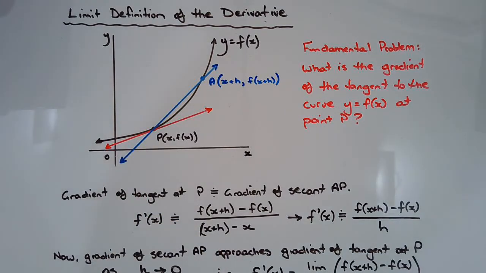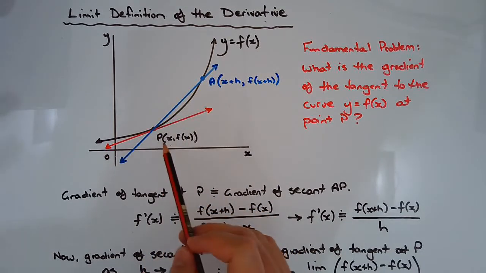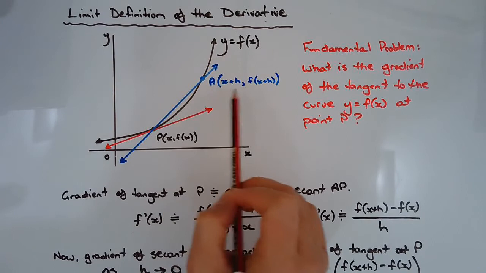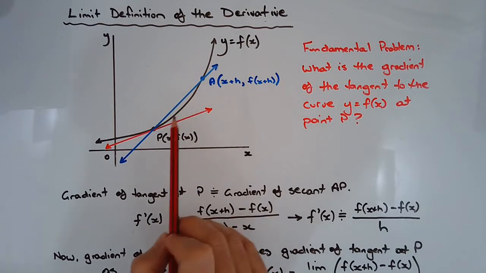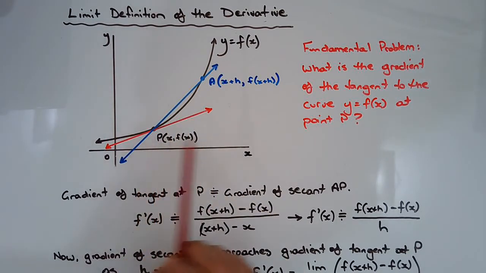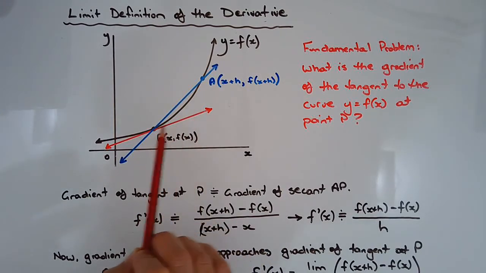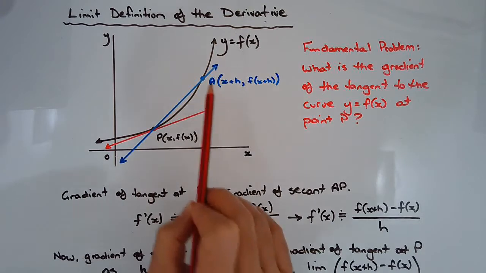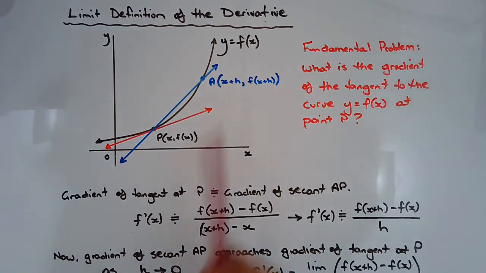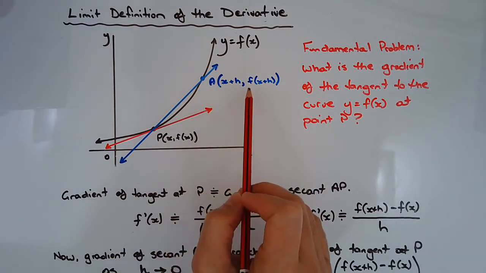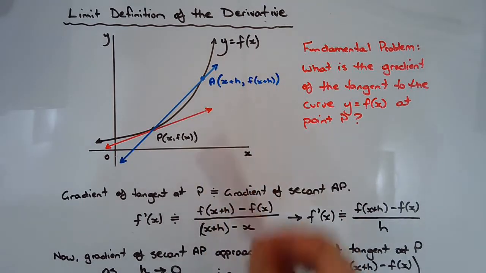So in order to at least come up with an estimate of the gradient of the tangent at P, we need to use a second point somewhere. So let's say we chose point A, a little bit further along on the curve. Point A is a little bit further along than point P horizontally. So if point P has an x coordinate of x, we're going to move h units along. Point A will have an x coordinate of x plus h. The y coordinate of point A will be f(x plus h). In other words, substituting x plus h into whatever function we have gives us our y value.